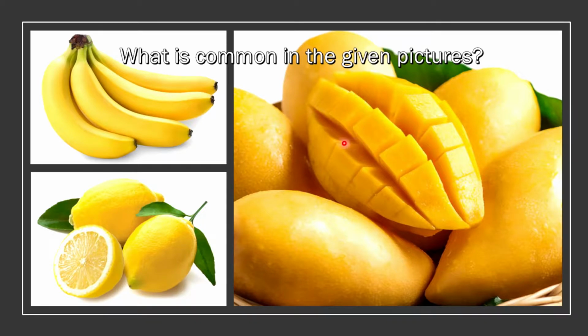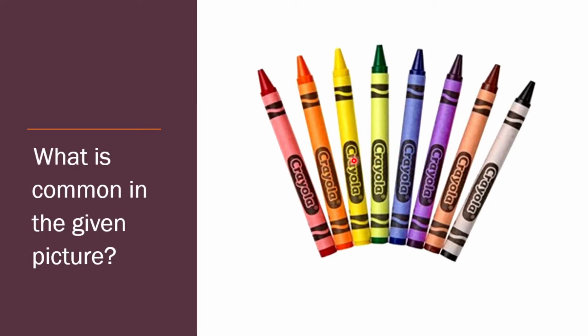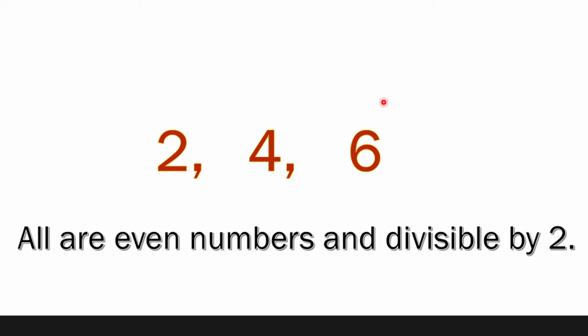Okay, how about this one? So what can you say about this picture? What is common in the given picture? So we have red crayons, orange crayons, yellow crayons, green, blue, violet, brown, and black. So they are all crayons. So how about in this number? 2, 4, and 6. What is the common with them? So they are all even numbers and all divisible by 2.